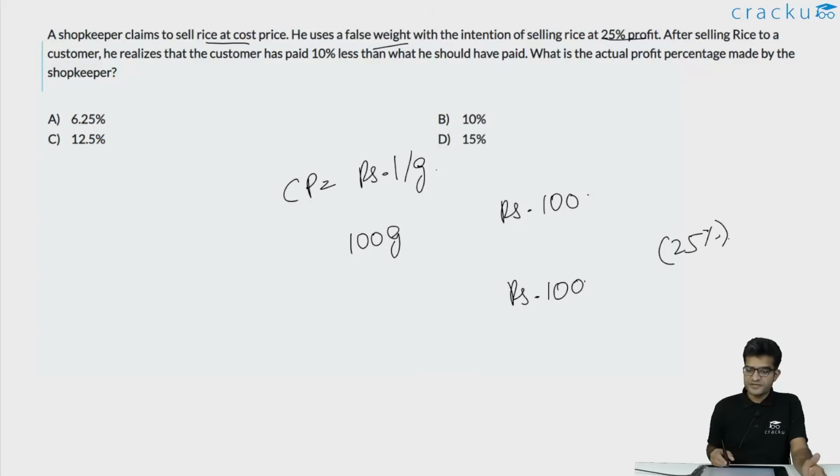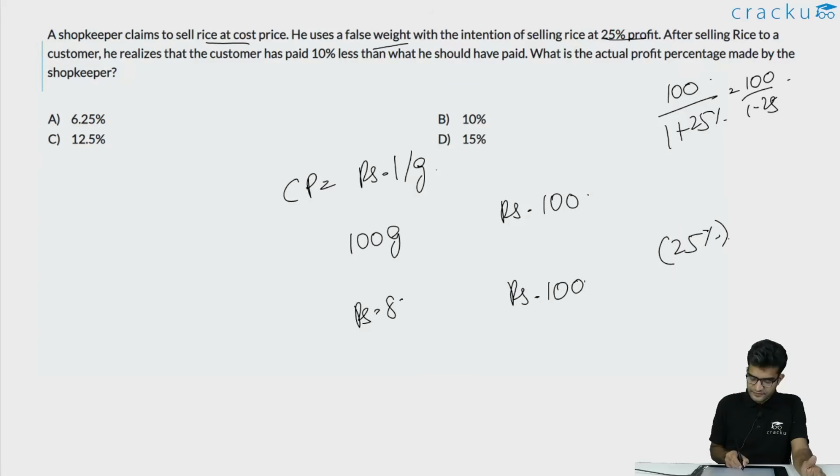So what is the cost price? The cost price will be 100 divided by 1 plus 25%, which is 100 divided by 1.25. What is 100 divided by 1.25? That is rupees 80. This would imply that instead of actually selling 100 grams, he sold 80 grams only.